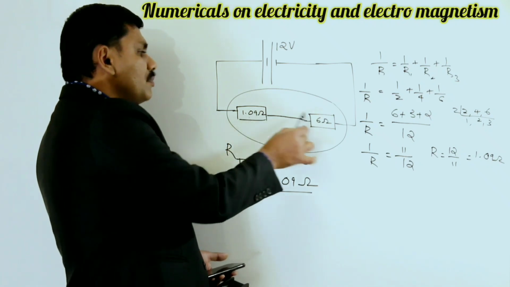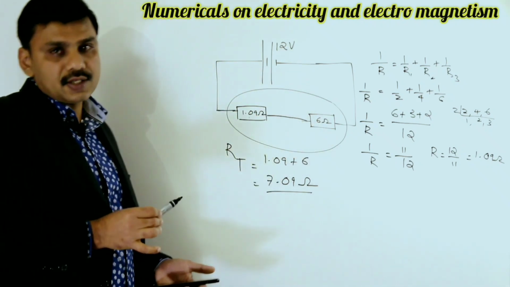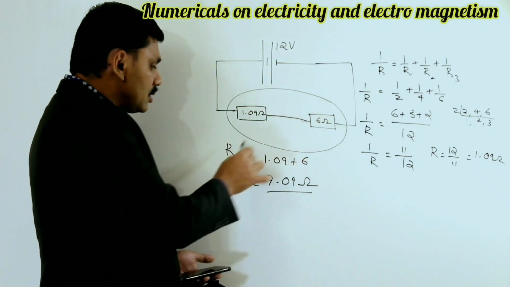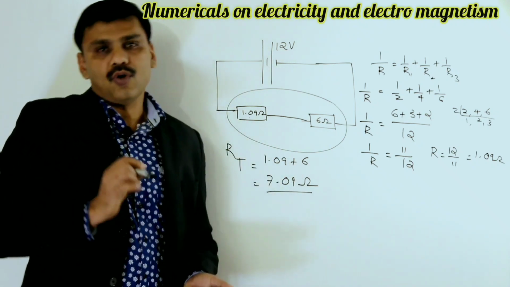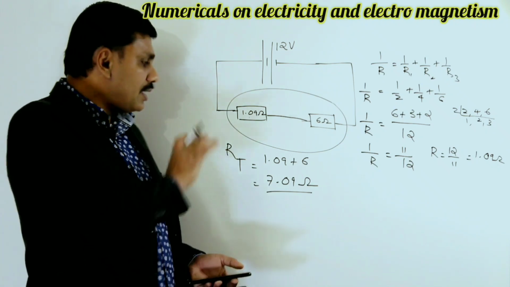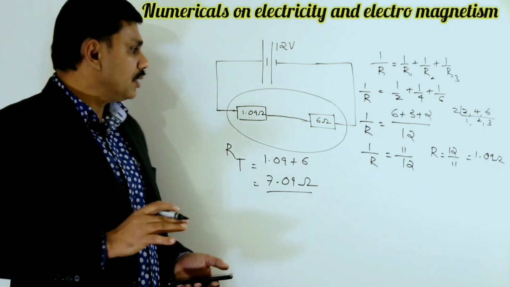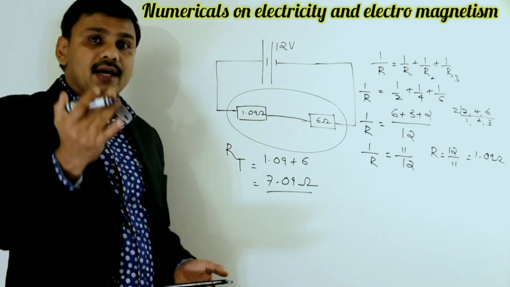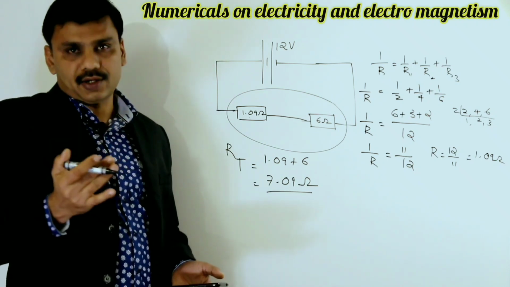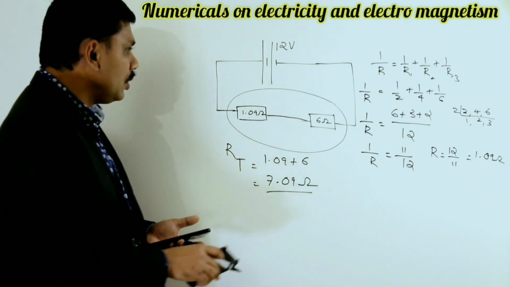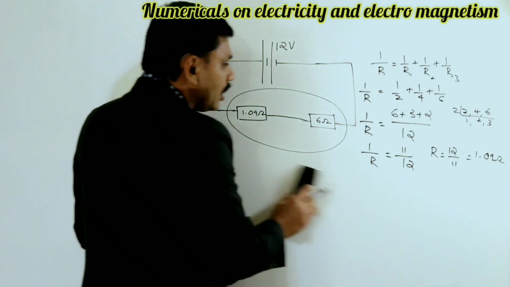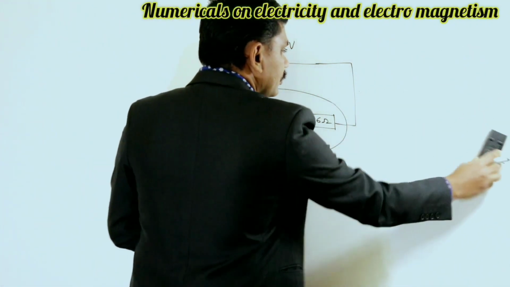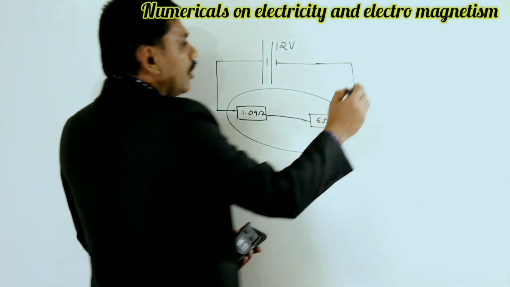That resistance comes in series with the 6 ohm. Then the total resistance becomes 1.09 plus 6. It is 7.09 ohm. So that is the total resistance in the circuit. Then we can calculate the total current in the circuit. How will you get the total current?